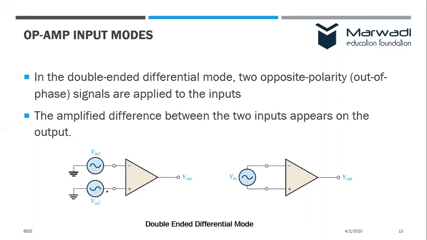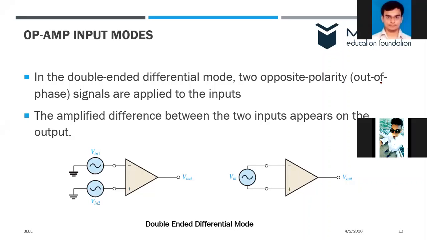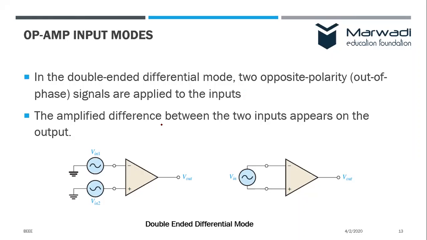So they are having opposite polarity, and such signals are called out of phase, because they are having 180-degree phase difference between the two, right? So they are called out of phase signals. So these out of phase signals are applied to the inputs, and the amplified difference between the two inputs appears on the output.